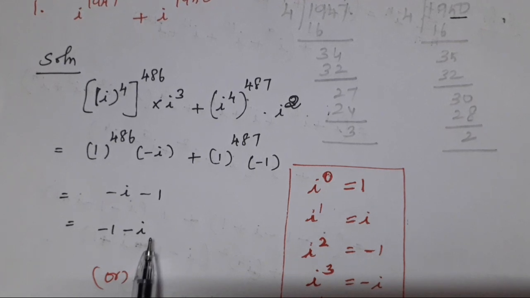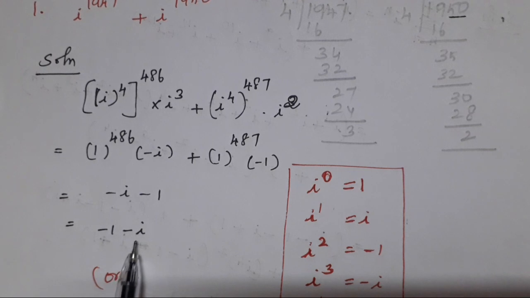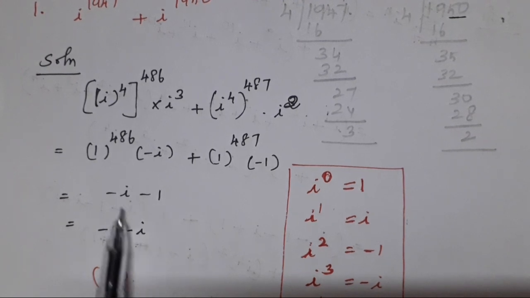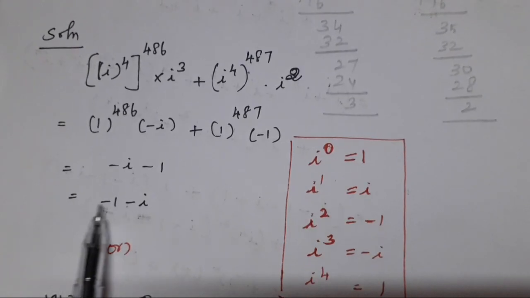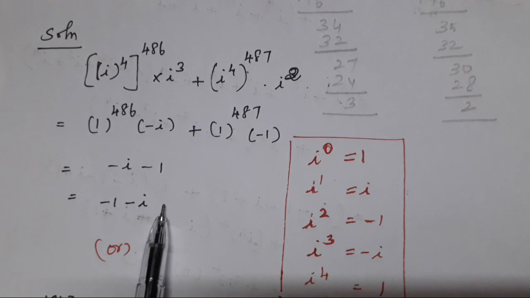Standard form for a complex number is: first always write the real part, second write the imaginary part. So after finding the value, always write it in the standard form. Standard form is first the real part and next the imaginary part. What is the real part?